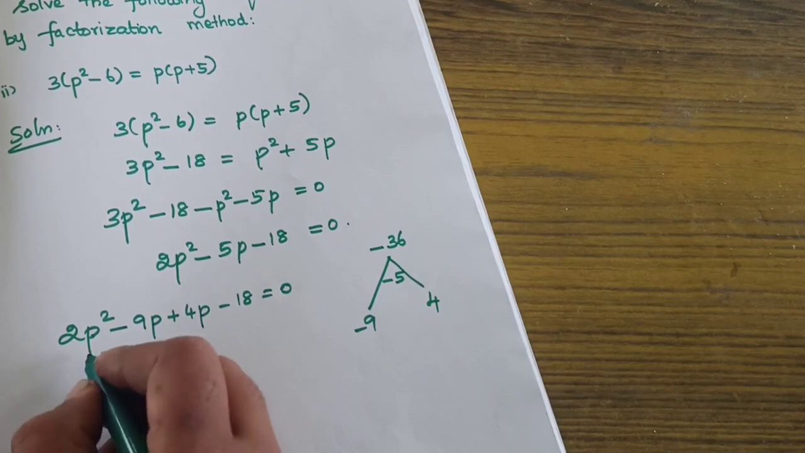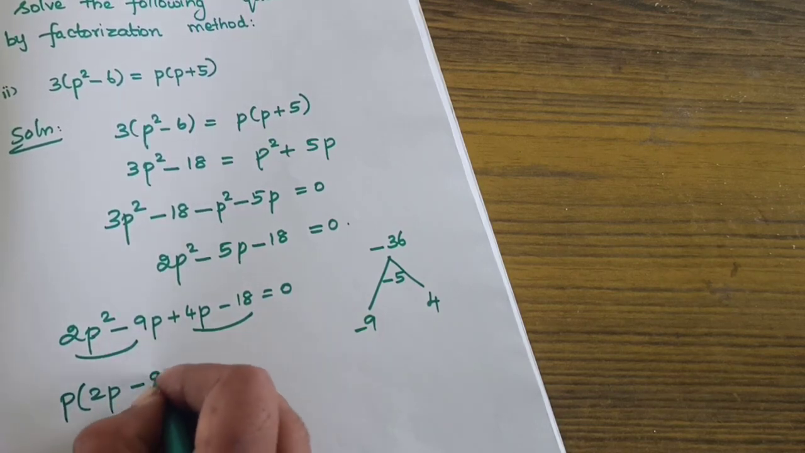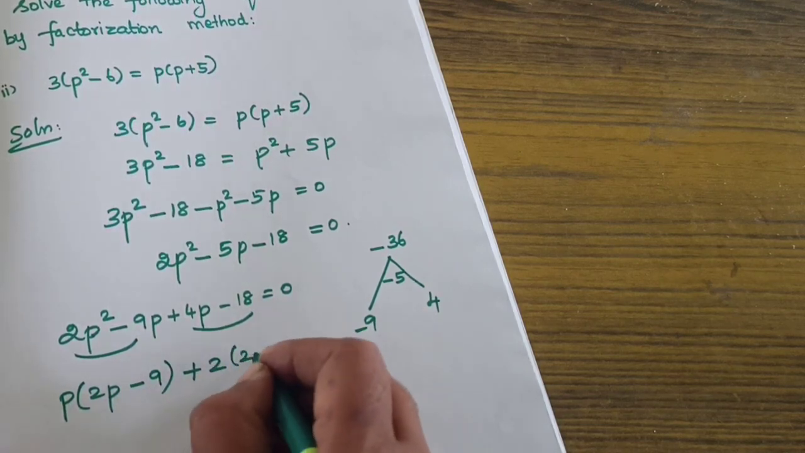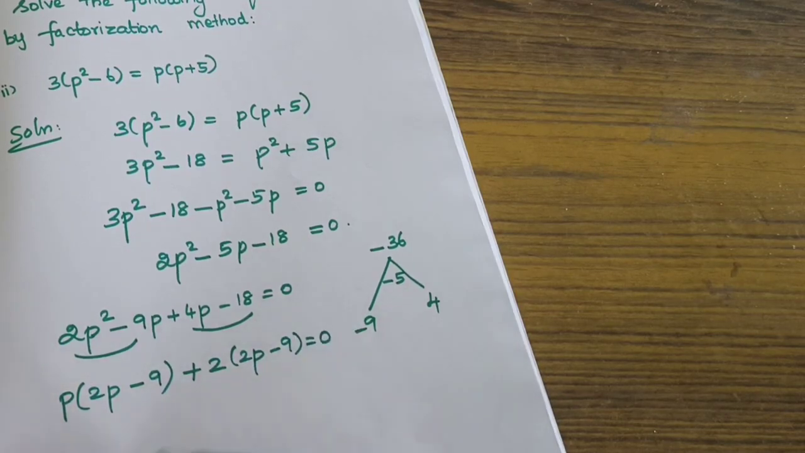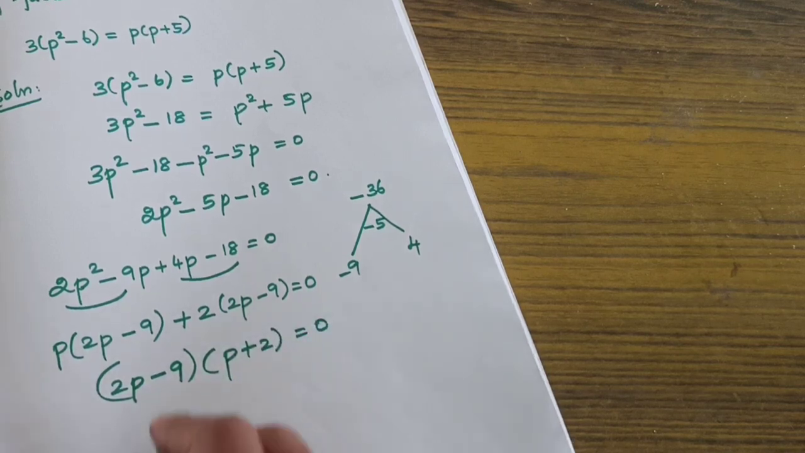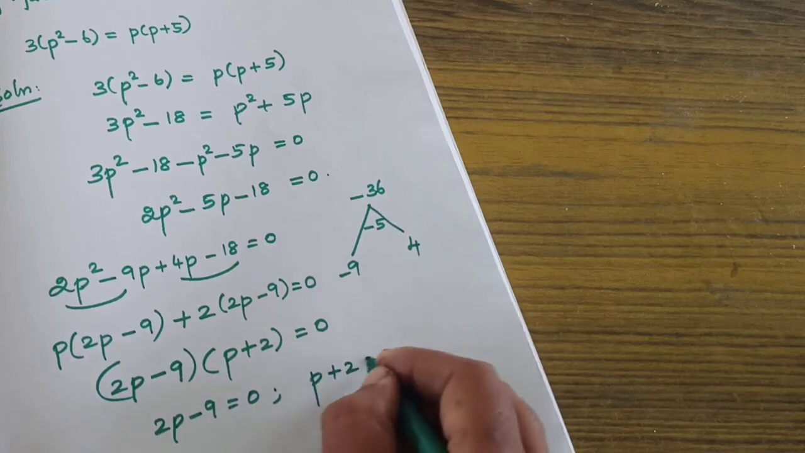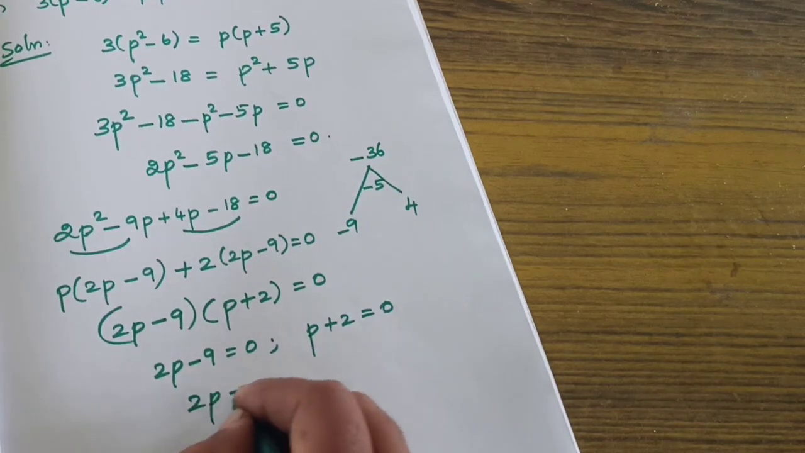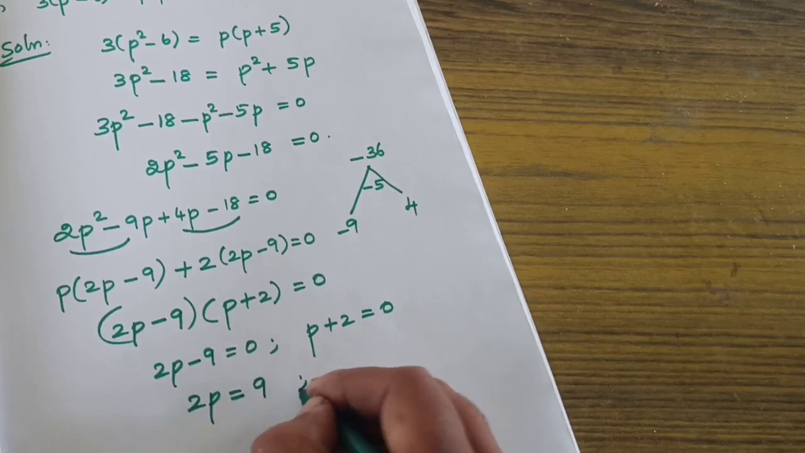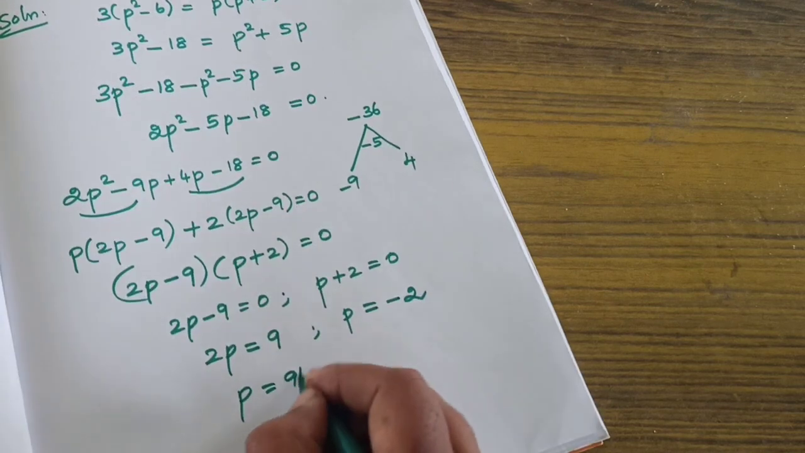Then from 2 terms we need to take one common factor outside. Compare 2 terms. So here the common term is p only, so p into 2p minus 9. Then here 2 only is common, so 2 into 2p minus 9, which is equal to 0. Again 2p minus 9 is common. So inside p plus 2 will come, equal to 0. Then 2p minus 9 equal to 0, otherwise p plus 2 equal to 0. So 2p equal to 0 plus 9, 9 only. p is equal to 0 minus 2, minus 2. So p is equal to 9 by 2.